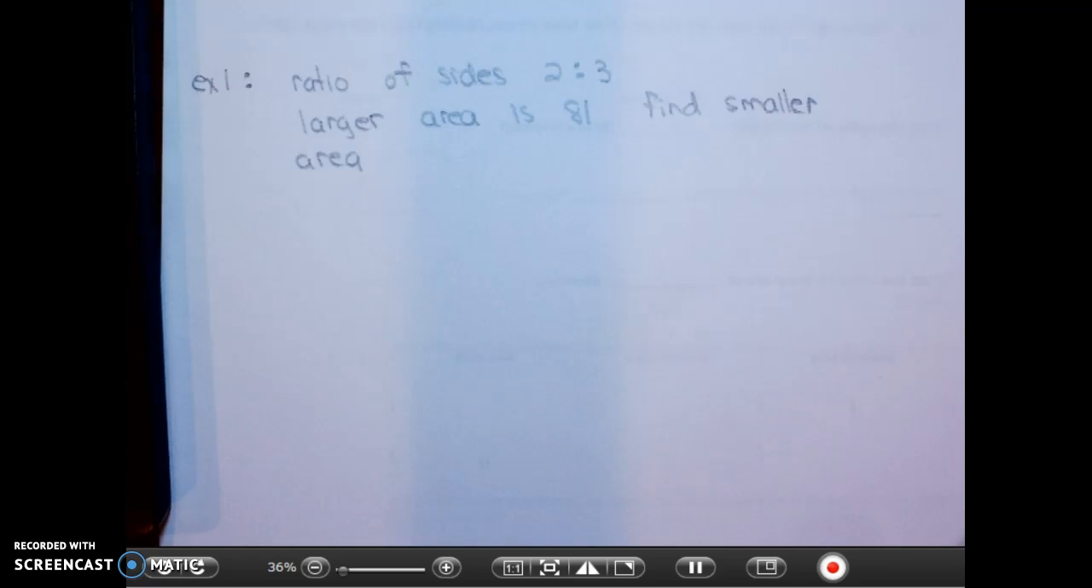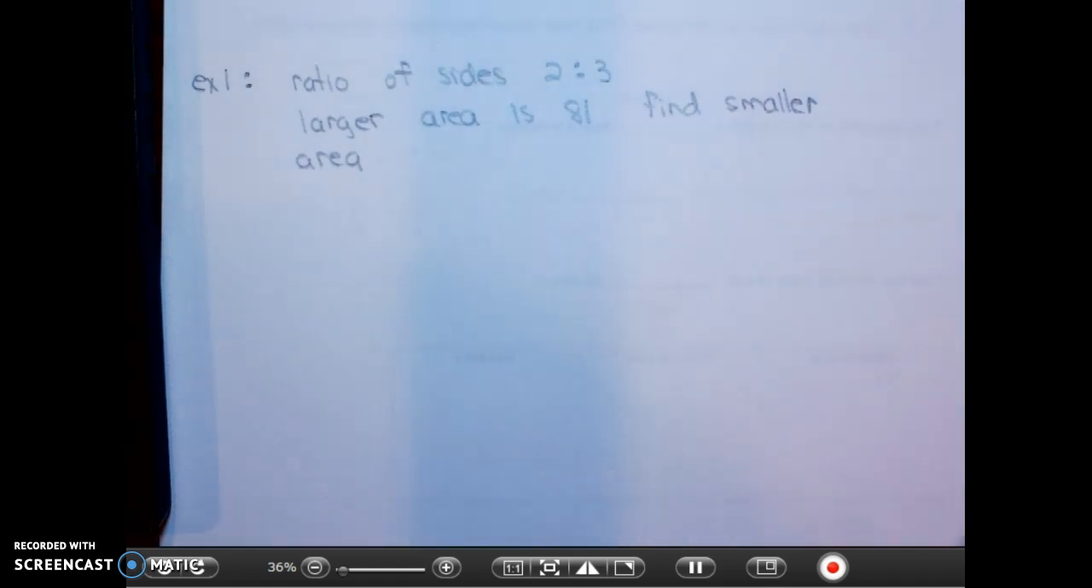We're going to take this one step further. I think you've got enough room that you can add this on the bottom of your notes. Let's suppose we had the ratio of two sides of a rectangle is 2 to 3. We knew the larger area rectangle was 81. How do we go and find the smaller one?